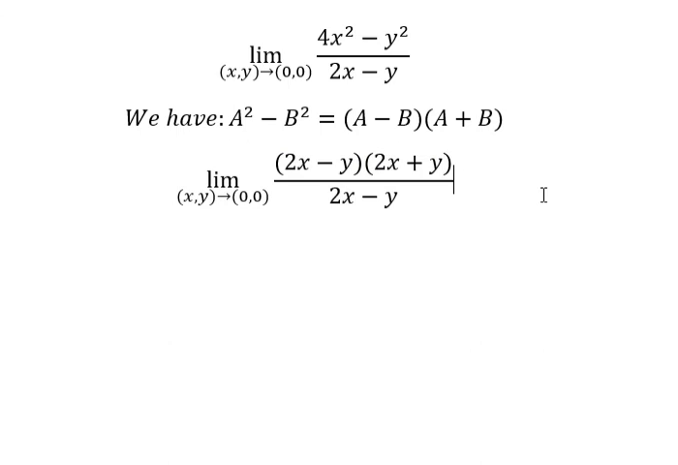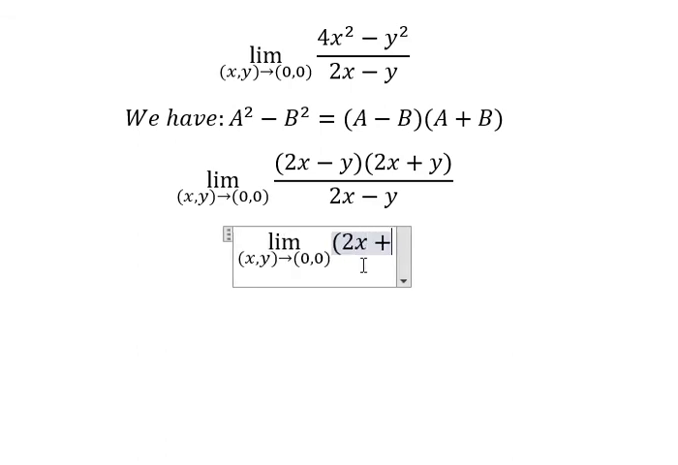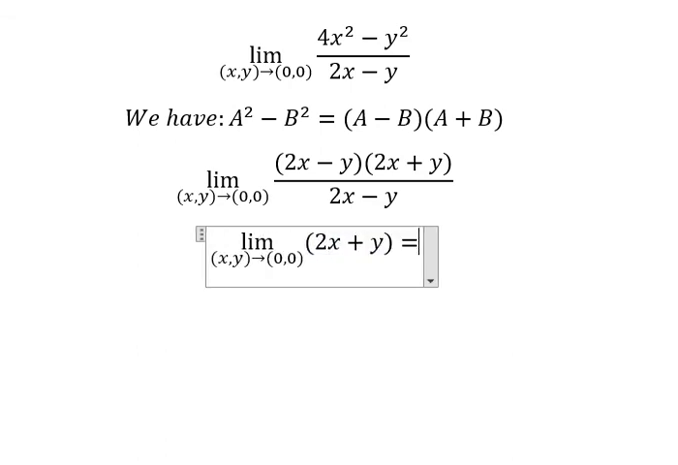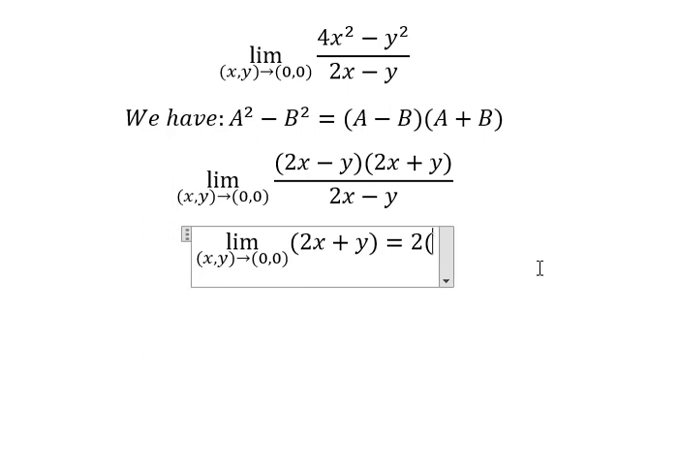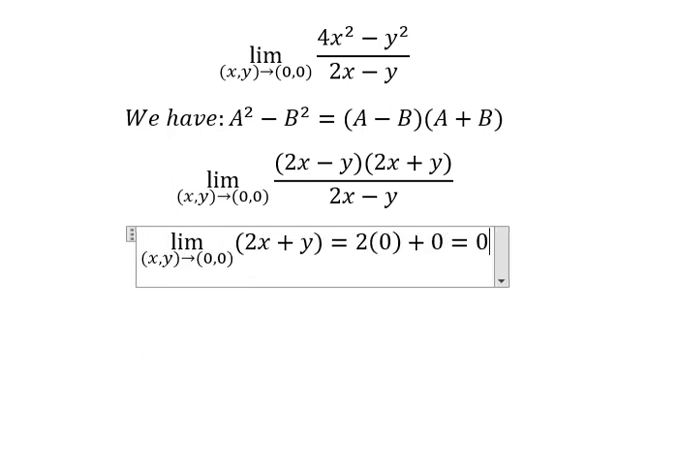Next, we need to simplify by 2x minus y on the numerator and denominator. And now we can put the number 0 in here and here, and you get 0.